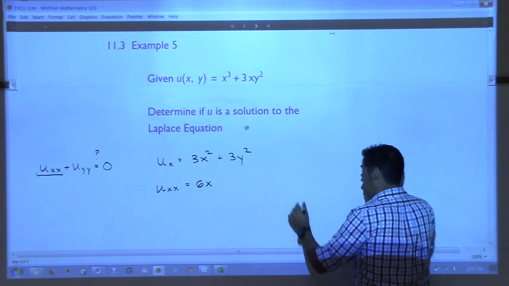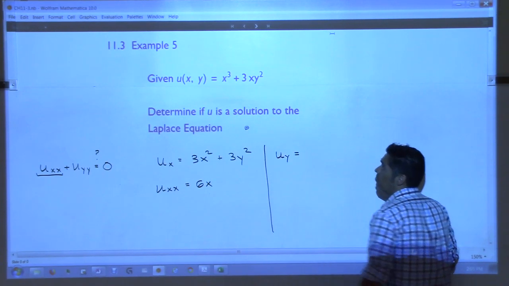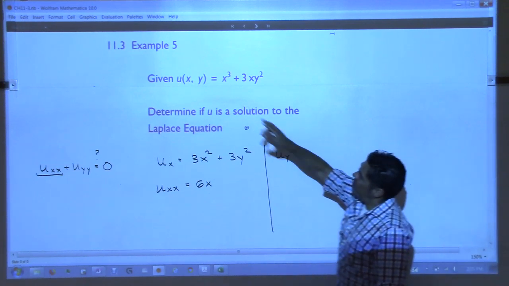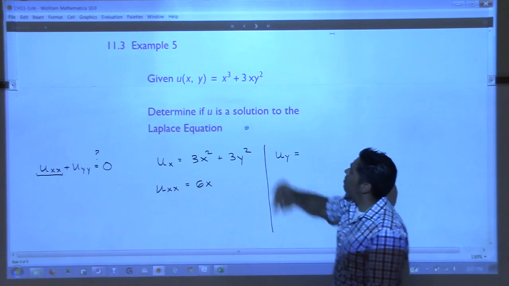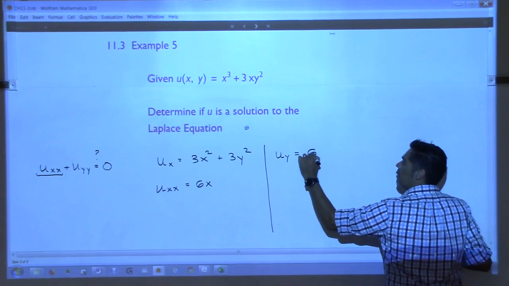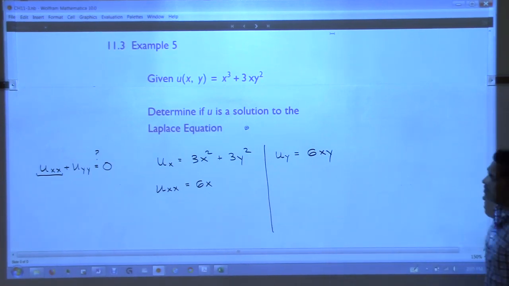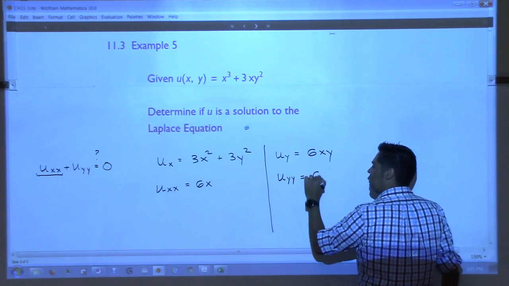All right, now let's do the partial with respect to y, and then we'll do y again. So the partial with respect to y would be, so this is 0, right? Because that's a constant. And then here, the 3 and the x are constants, so all we're doing is differentiating y squared. So 2y, and that 2 will come out, creating a 6xy. And then we do the partial with respect to y again, and we get 6x.